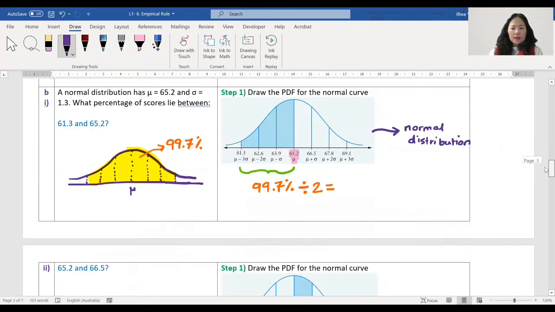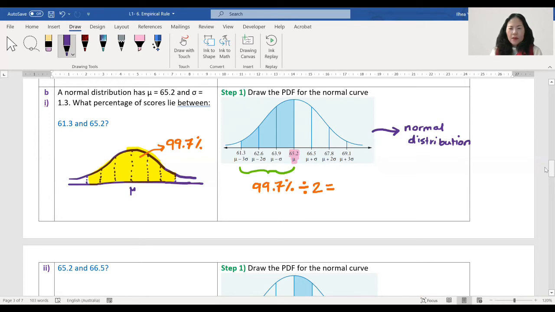Okay, part B. A normal distribution has mu, which is the mean, 65.2, and the standard deviation is 1.3. What percentage of scores lie between? So first things first, you need to draw the normal distribution, the bell curve. With mu in the middle, 65.2, and then plus 1.3 each time when you go up, and when you go down, minus 1.3. And then it says 61.3 and 65.2. It's on the left-hand side part.